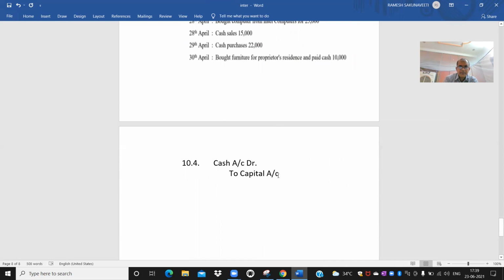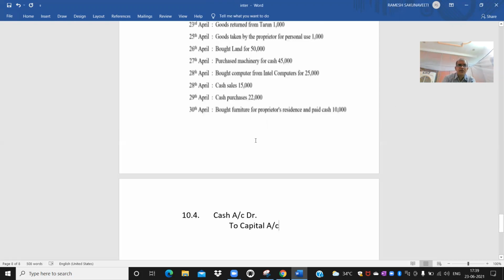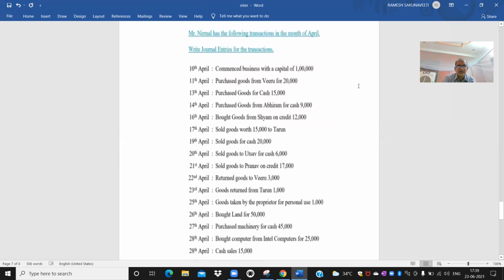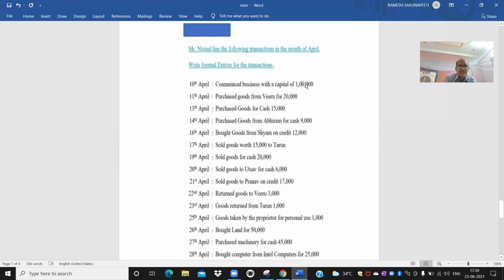Is it clear? Yes, sir. In your organization, you have to give credit to the person who gave you money. You have to credit his account. But in his books, you cannot write his name because of the business entity concept. That person's name is Nirmal, it is given in the problem. Mr. Nirmal has the following transactions. Is it clear? Or is there any doubt?